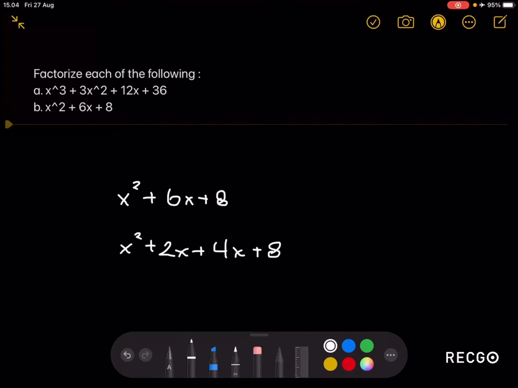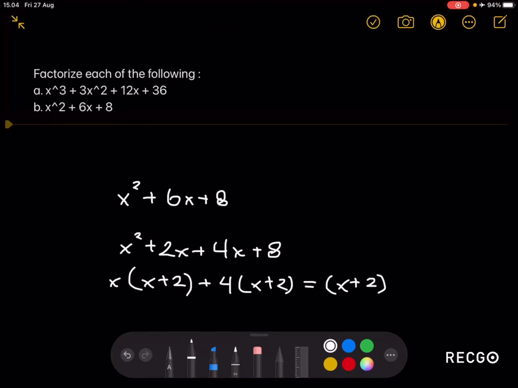And I'm going to do the grouping method again right here. So I'm going to factorize certain pairs of these terms and see what I will get. So we have x times x plus 2 plus 4 times x plus 2. Notice that we have an x plus 2 in common right here, so then we can factor out an x plus 2 out of these two terms. So I have x plus 2 times x plus 4, and this is our final answer.